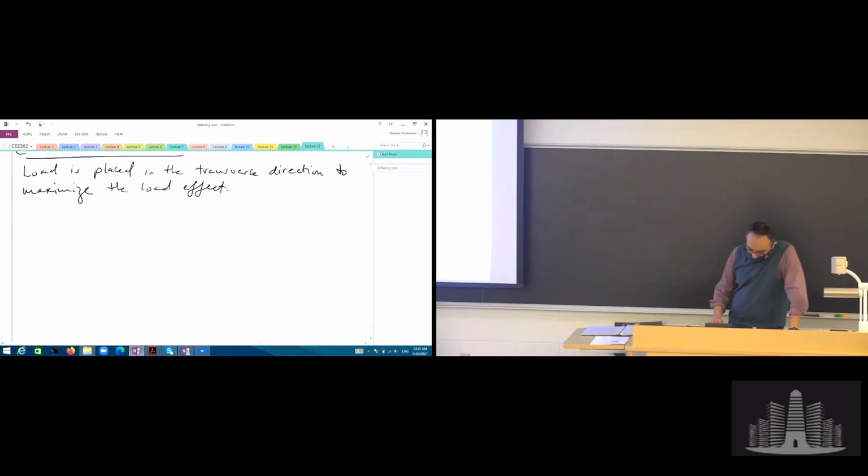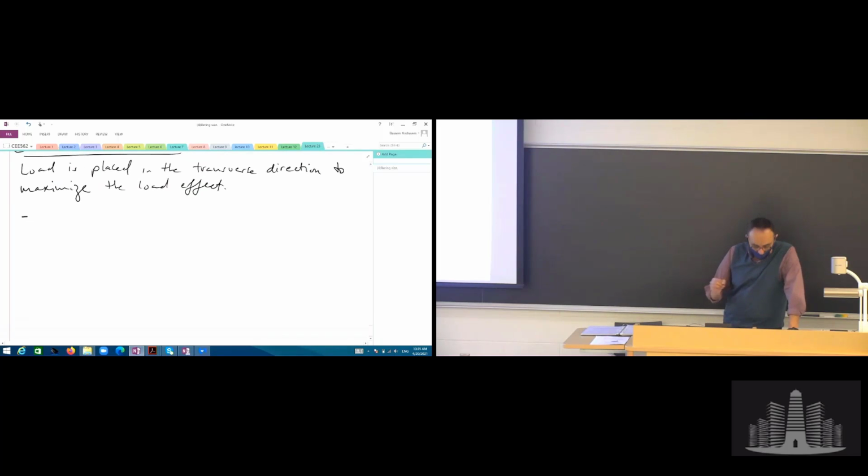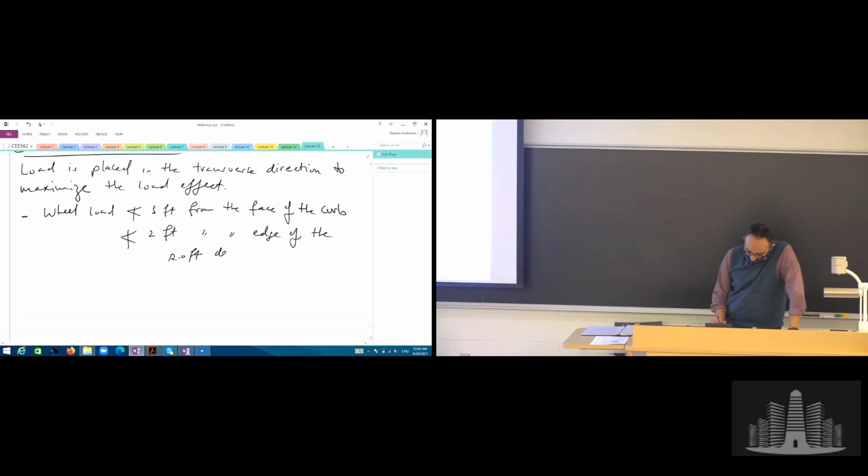There are a few rules or guidelines that you would like to follow in designing the deck. For the wheel load placement, it should not be placed closer than 1 foot from the face of the curb or the barrier. Okay? Also, it should not be placed closer than 2 feet from the edge of the 12-foot design lane.